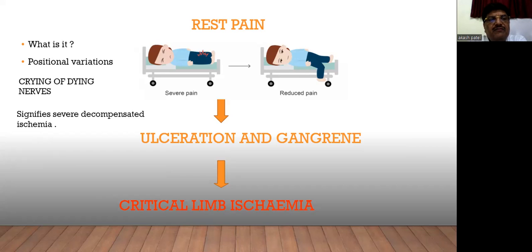And it again signifies that there is a severe decompensated ischemia. And severe pain is followed by ulcerations and gangrene, and that is called critical limb ischemia. Even the rest pain stage is called critical limb ischemia, because if something is not done, the patient is certainly going to lose his limb.